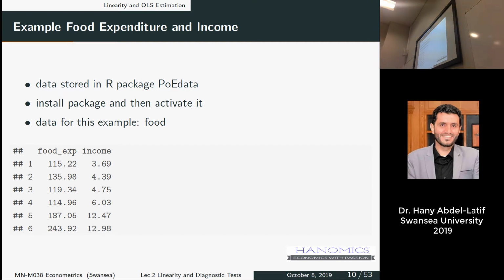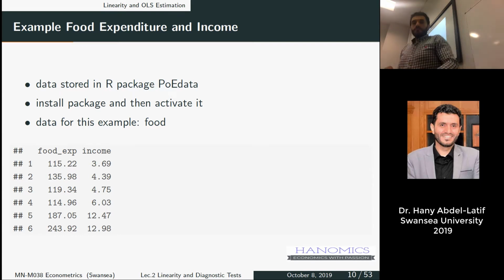We have data stored in a package called POE data. So in R, as we will see in the tutorial, you can load the package and you can load the data. What we have here is data on income and food expenditure: different levels of income, and how much these households or individuals spend on food. This is just a snapshot of the data, not all the data.